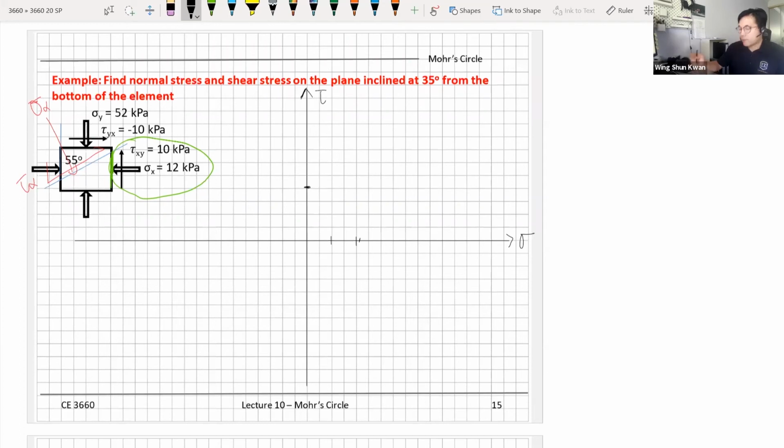So very important when you do your drawings, make sure the scale in x and y axis are the same. Sometimes it's tempting to have a y-axis different than x or the other way around, but make sure they have the same scale. So now I have a scale of 1 box representing 5 kilopascals. So I have this point right here, which is the 12 and the 10.